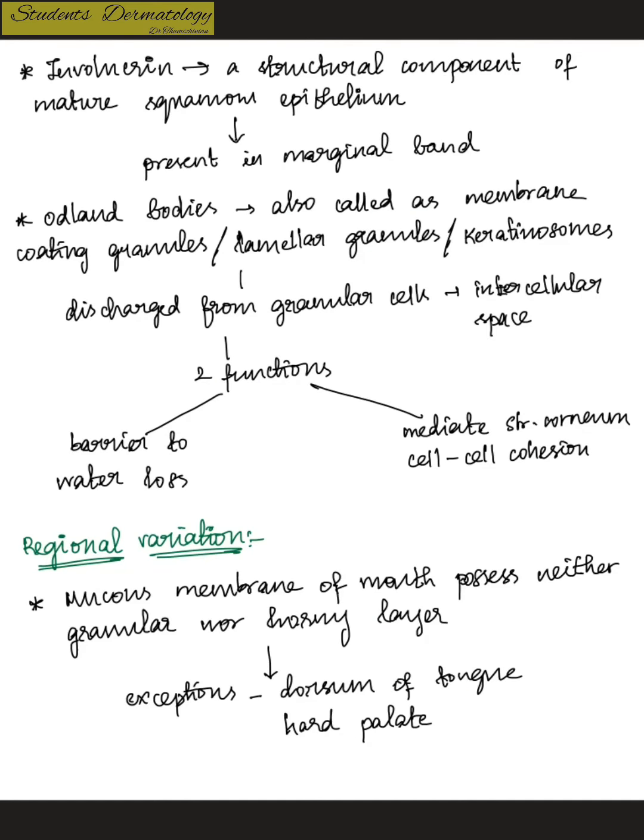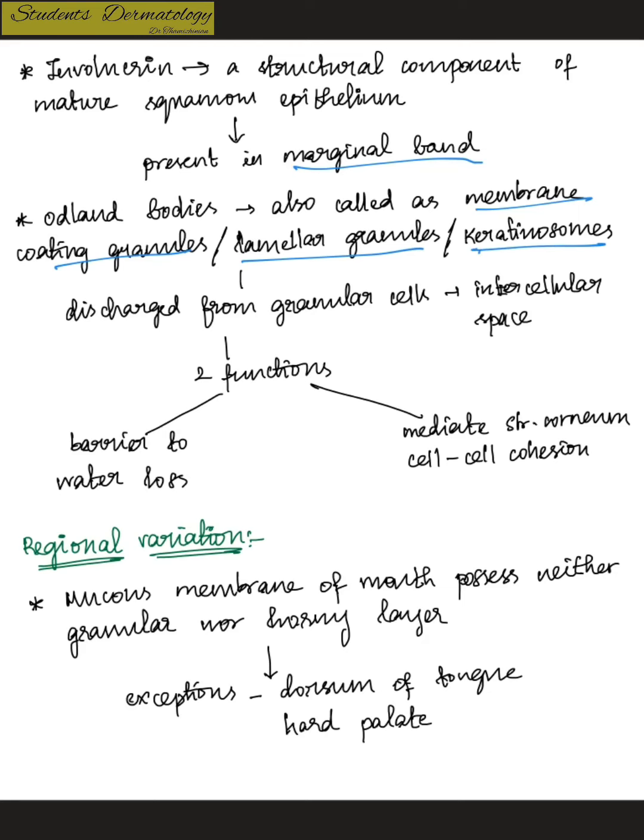So involucrin is a structural component of the squamous epithelium and it is present in the marginal band. This marginal band forms the inner lining of the stratum corneum. Odland bodies are otherwise called membrane coating granules, lamellar granules or keratinosomes.